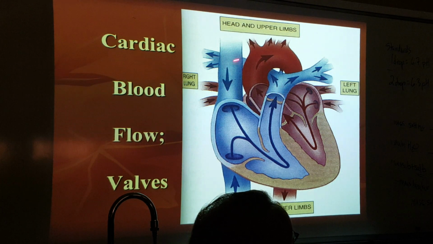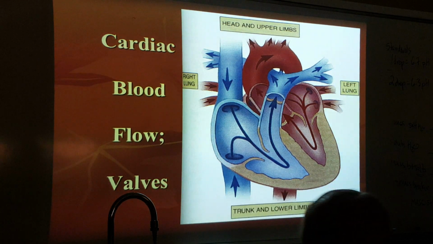The pulmonary arteries are shown in blue because they carry deoxygenated blood that's coming back from all parts of the body. Normally veins are shown in blue, but the pulmonary veins are shown in red because they carry oxygenated blood, and they come back into the left atrium after the rather short trip to the lungs.